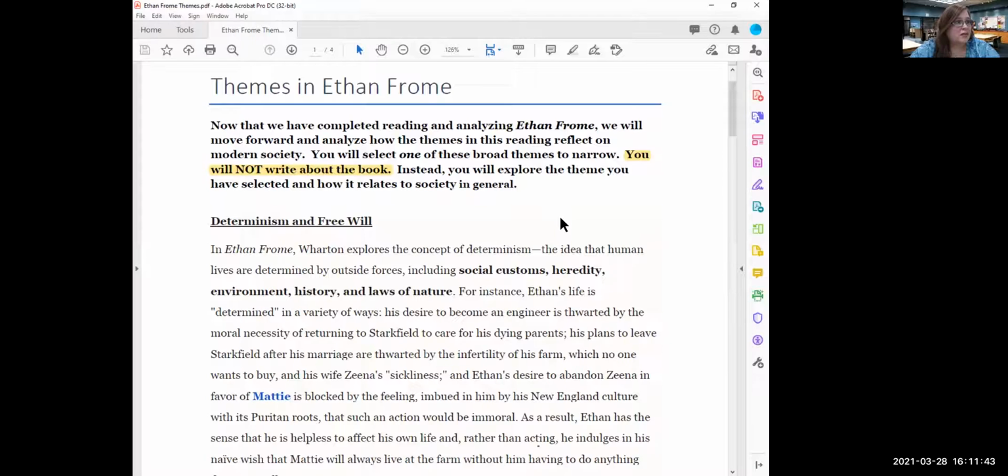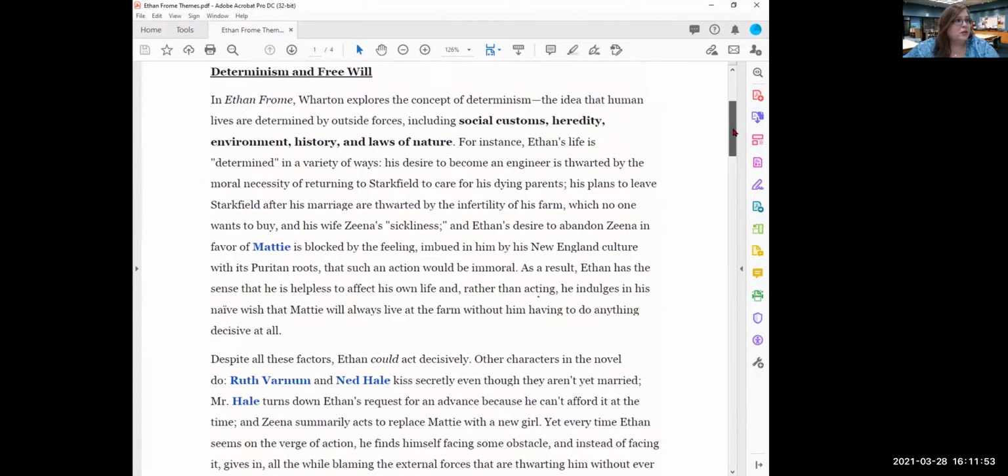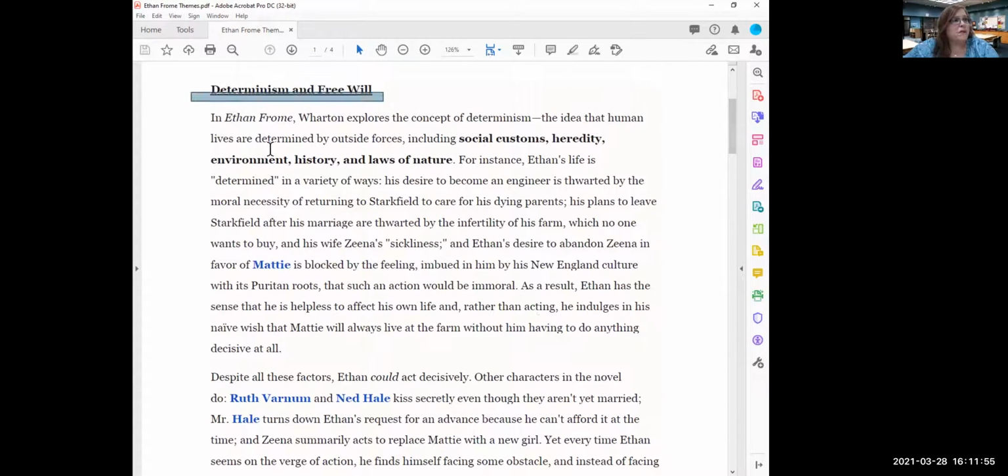Okay. So you're not going to write about the book. Instead, you're going to explore the themes you've selected and how it relates to society in general. So nobody should be saying, okay, that's my topic, I'm going to write about that. No, you're not, because it's not the assignment. Your topic will be related to that, but that's not your topic. That's a broad theme that you have to narrow down in order to create your own topic. And that's fundamental for English 100, is to learn this.